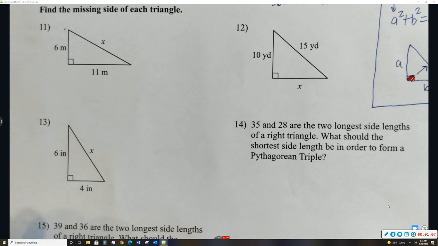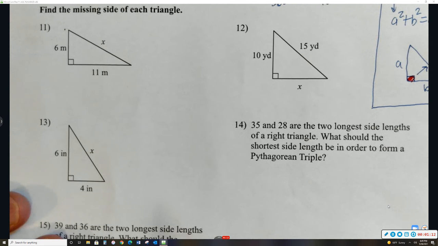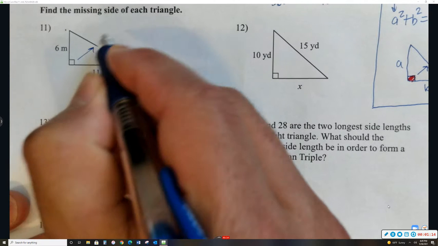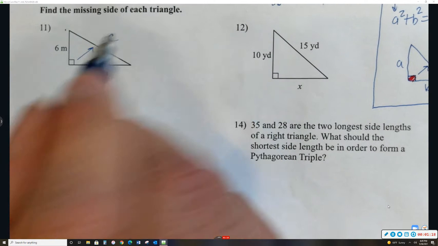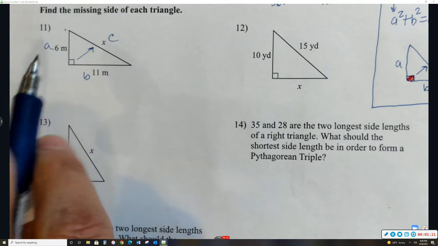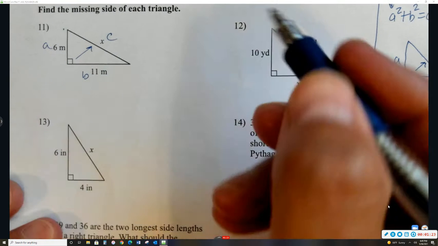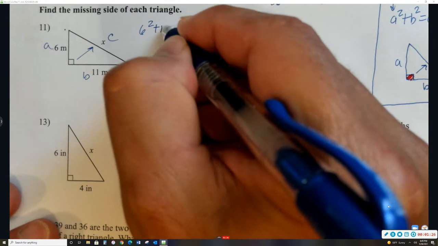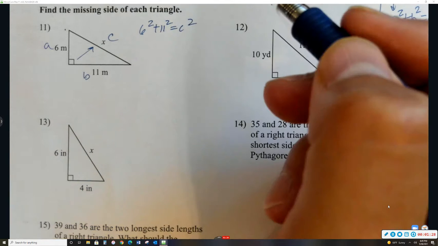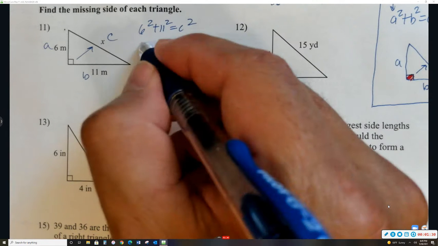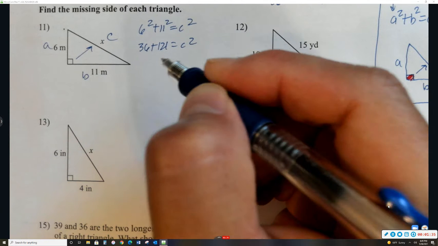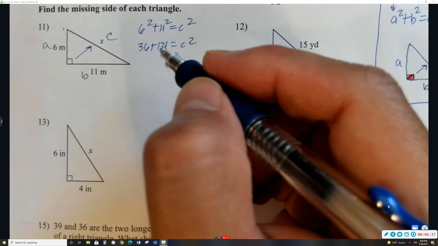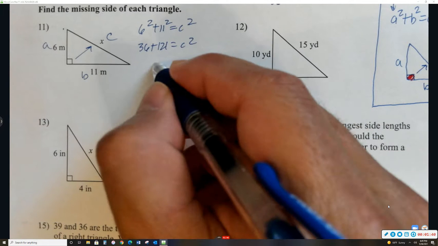I'm going to solve 11 and 13 first, then 12. Again, that one has to be C. You always want to find C first, and then you can say that's A and B, because A is smaller than B. Then when you set up the equation, it looks like that. You have 6 times 6 is 36, 11 times 11 is 121, and then you get 157.